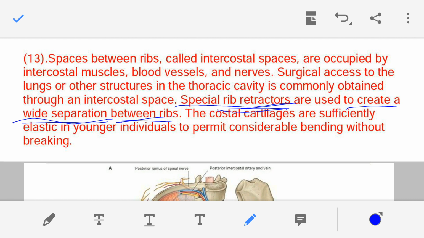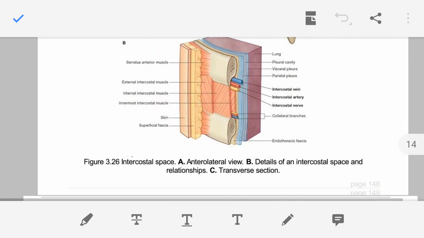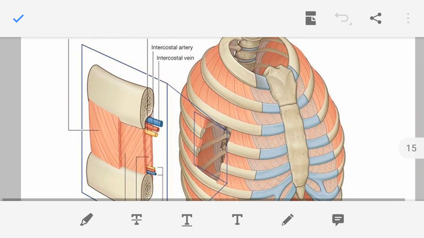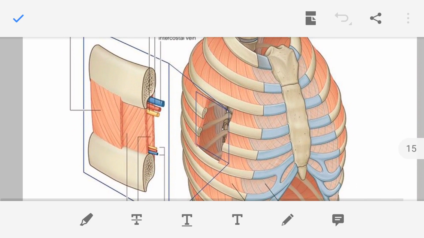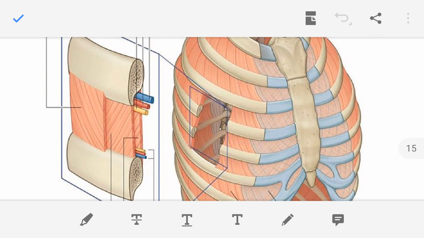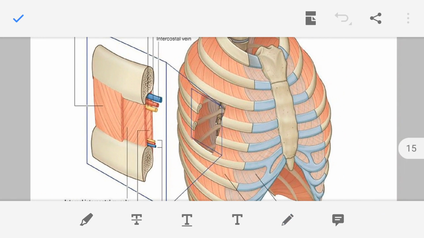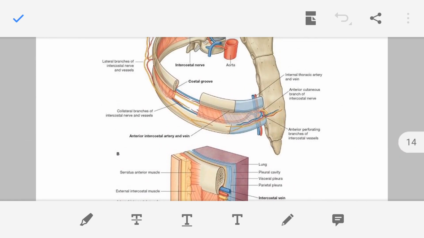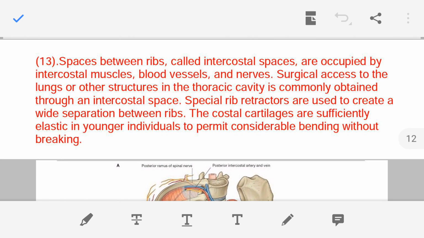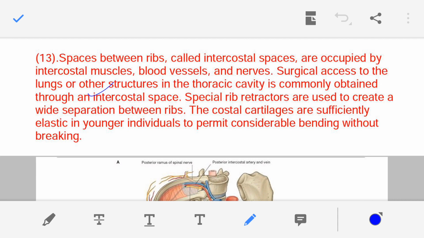Okay, so basically they are widening, they are broadening the intercostal space. So they are widening this space. Okay, and with the surgical instrument they can make a slit in the intercostal muscle, and they insert their surgical instrument, and they can perform the surgery on the internal organs of the thoracic cavity. Okay, so that is the meaning of this point.